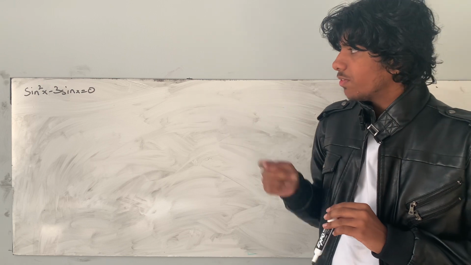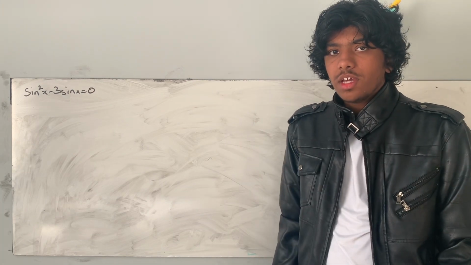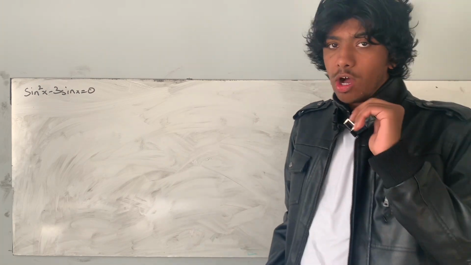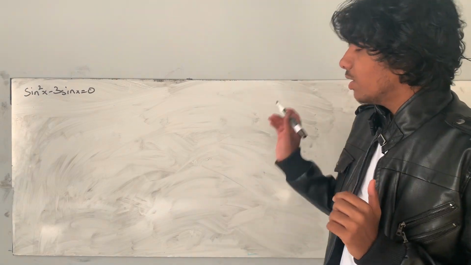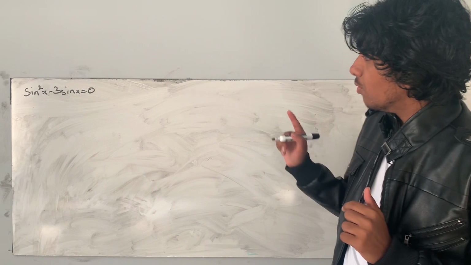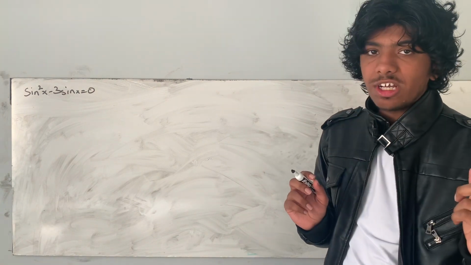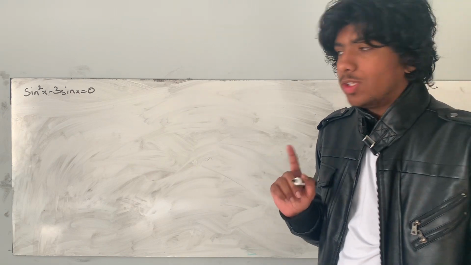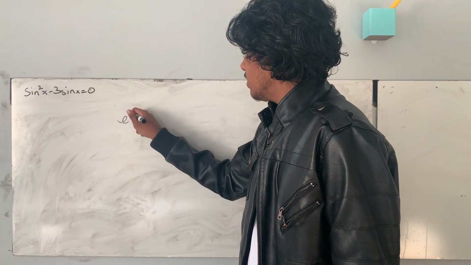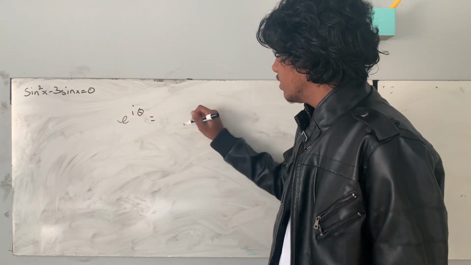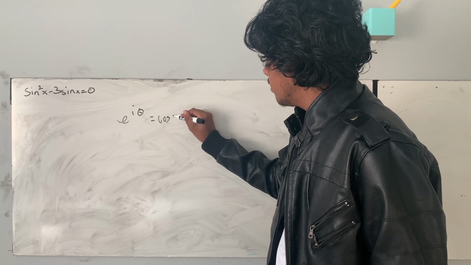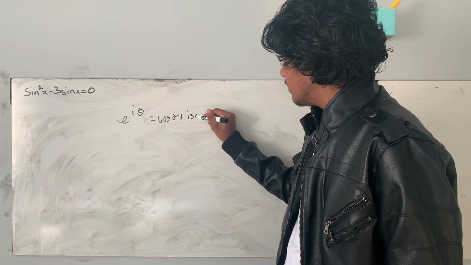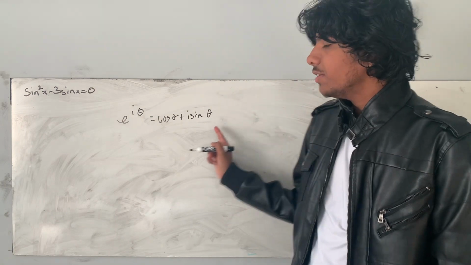So first off, we're going to take a note. And what I'm talking about is complex definitions for sine and cosine. And I'll show you what I mean. Let's go back to the older videos where I was talking about complex numbers in their polar forms. Let's go back to when I derived the Euler formula, which is e to the i theta equals cosine theta plus i sine theta, right?